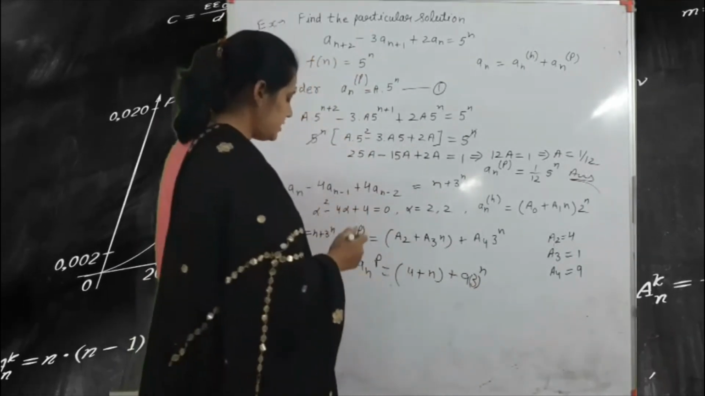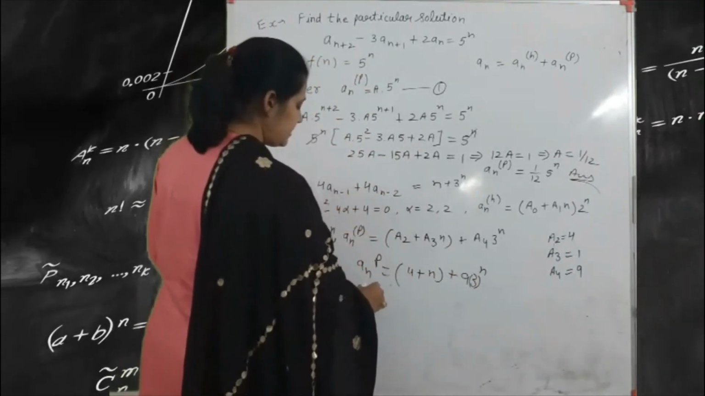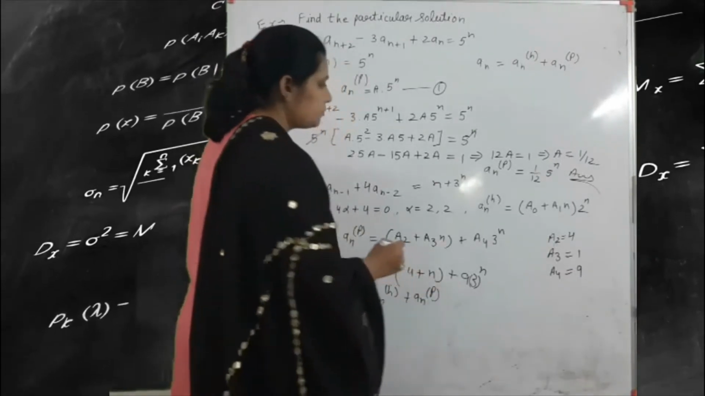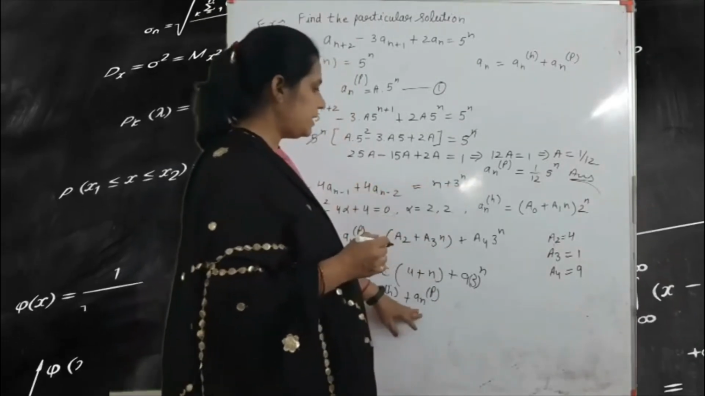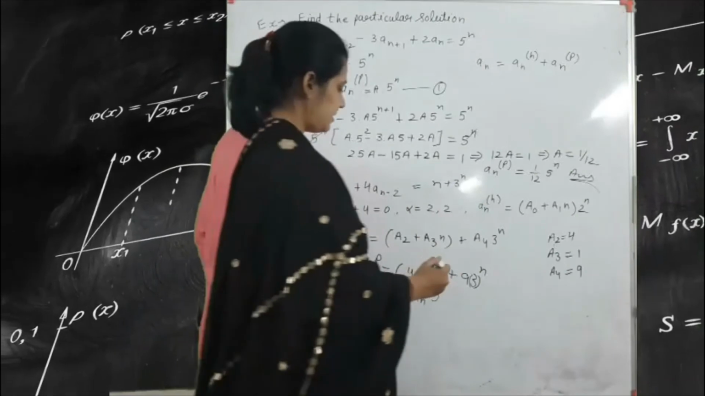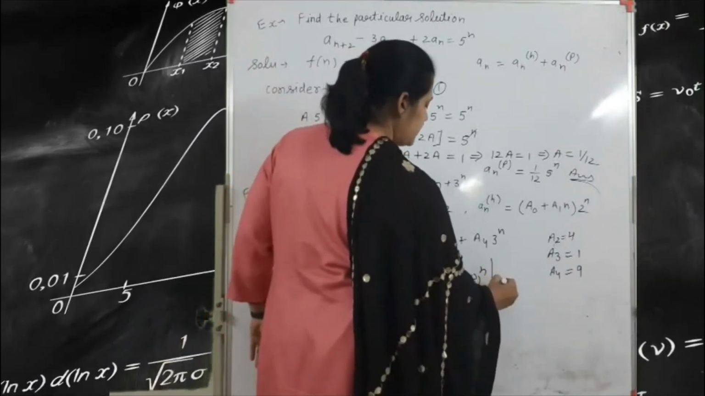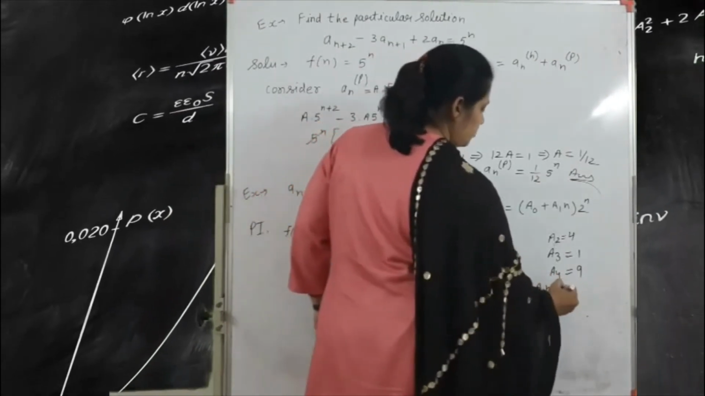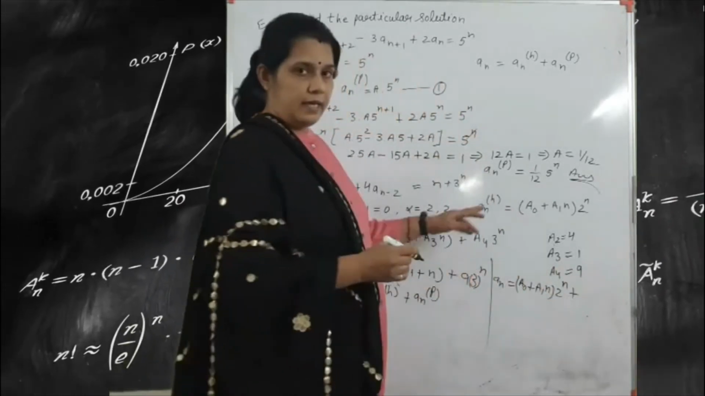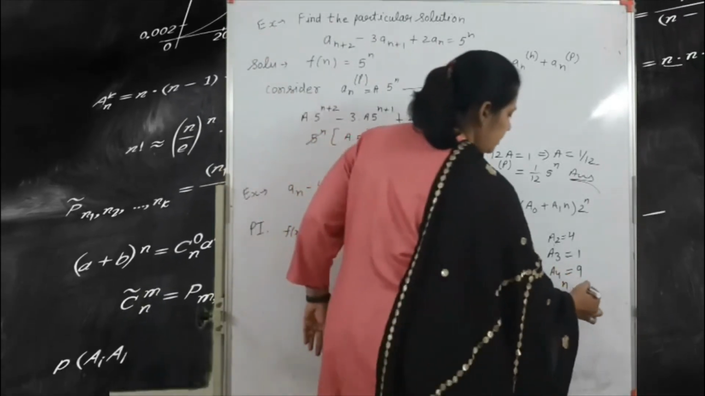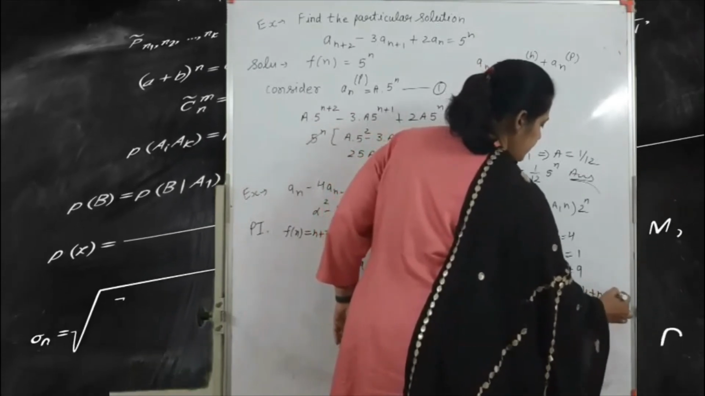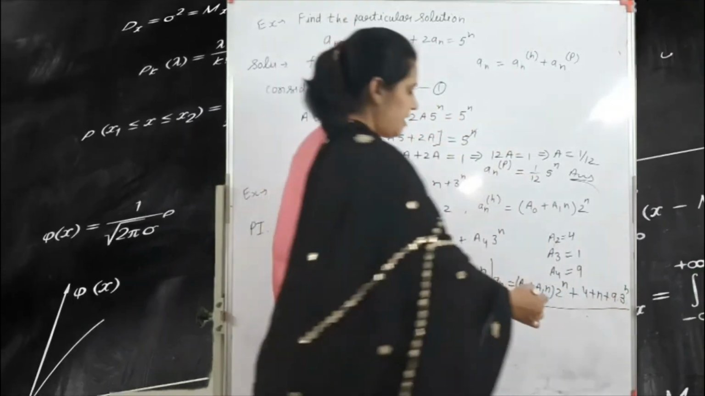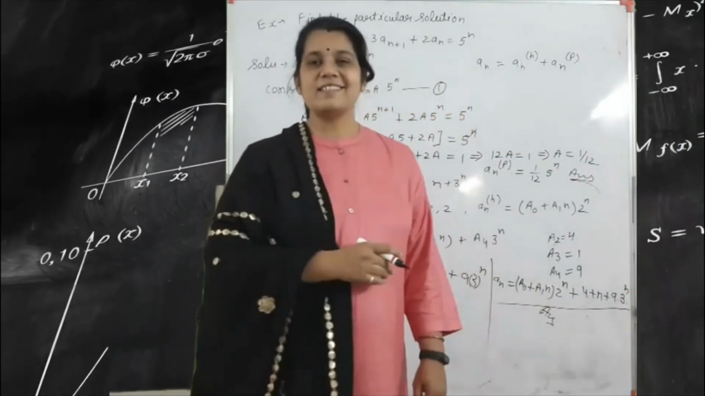So put all these as a_n is equal to a_n^(h) plus a_n^(p). Put the a_n^(h) and a_n^(p), and this is your final answer. That means your final answer is a_n = (A0 + A1 n) times 2 raised to the power n. This is your a_n^(h). And a_n^(p) is equal to 4 + n + 9 times 3 raised to the power n. This is your final answer according to the recurrence relation.